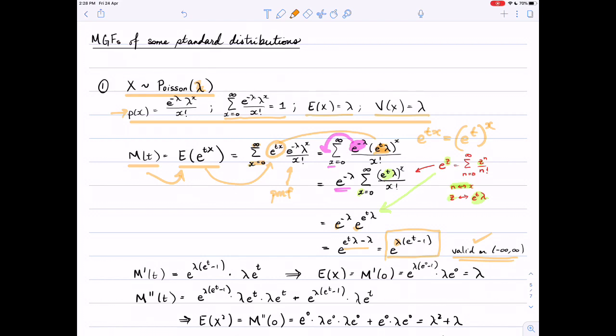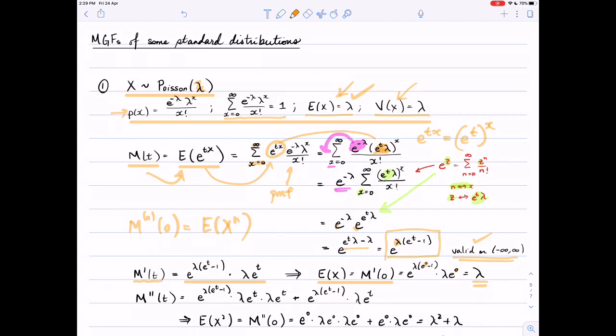We can use this to verify these results from your first probability course, and we can do that by taking the derivatives using our property that the nth derivative of the moment generating function evaluated at 0 gives us the expected value of X to the n. It gives us the nth moment about the origin. So if we take derivatives here using the chain rule, that is your first derivative. So the expected value is the first derivative of the moment generating function evaluated at 0, plugging t equals 0 everywhere, and you do in fact just get lambda. So that first result is verified.